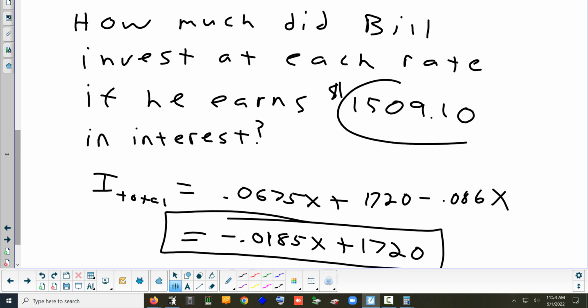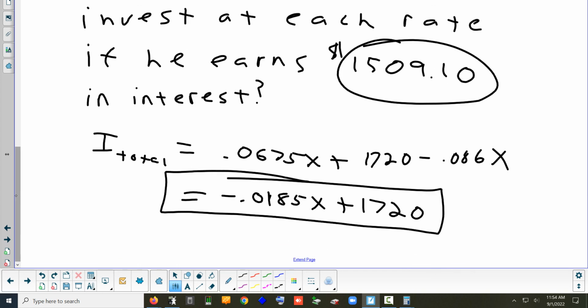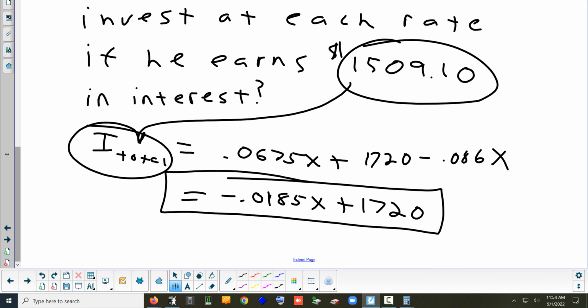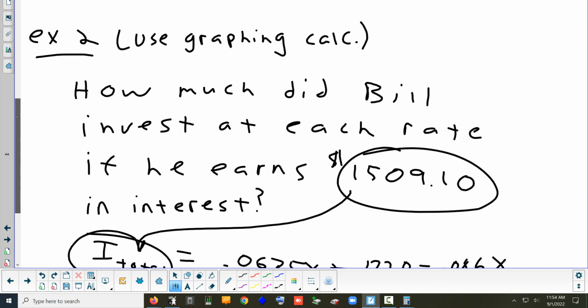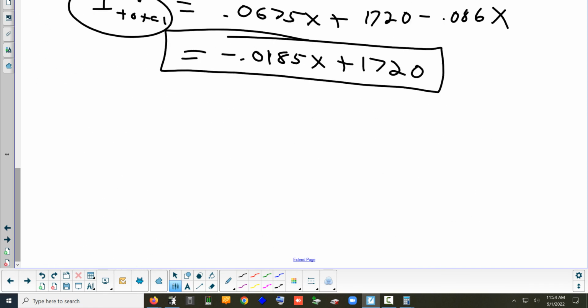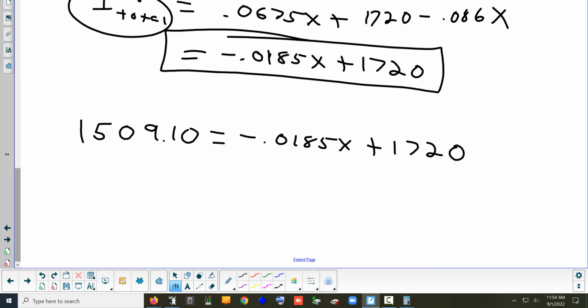So where would this $1,509.10 go? Total interest. That's gonna go in for total interest. And how do they want us to solve it? Graphically. Okay. So $1,509.10 equals negative 0.0185x plus 1720.